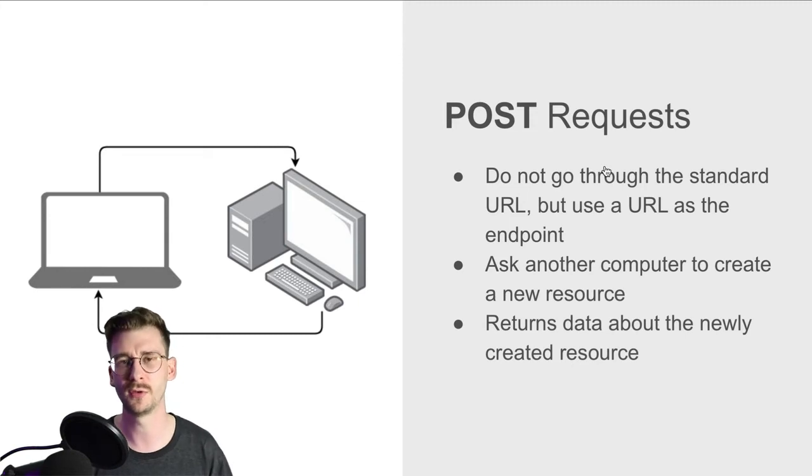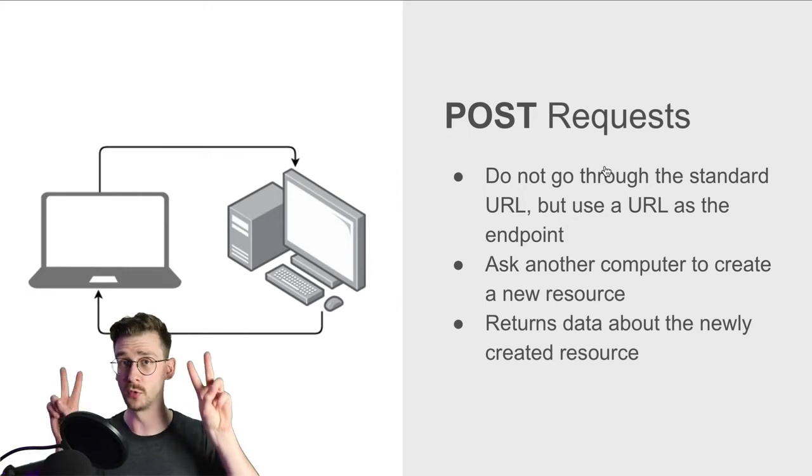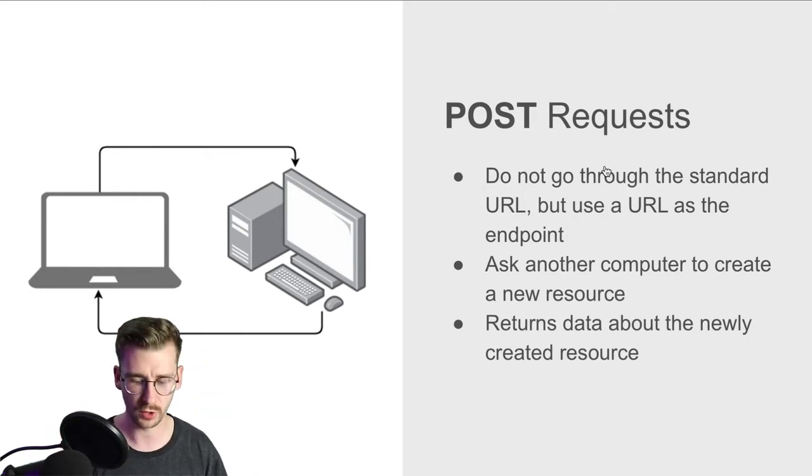You still have to go to www.facebook.com, and then behind the scenes, you can make a post request. And a post request does not go through your URL bar, so you can't access it through a standard browser URL. You can't just type it in. You actually need some code to do this. But really, a post request, all it's doing is saying, hey, I would like to make a brand new resource. And ideally, it will return all of the unique identifiers for that resource, so then you can perform a GET request.